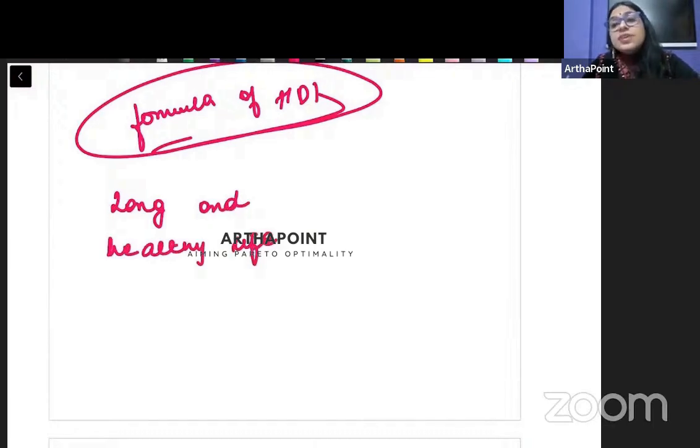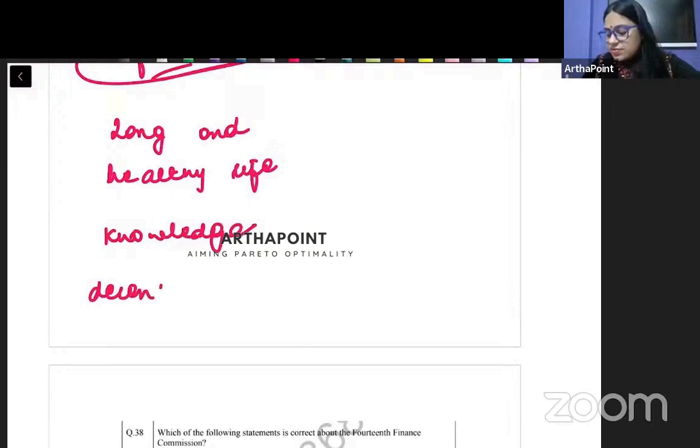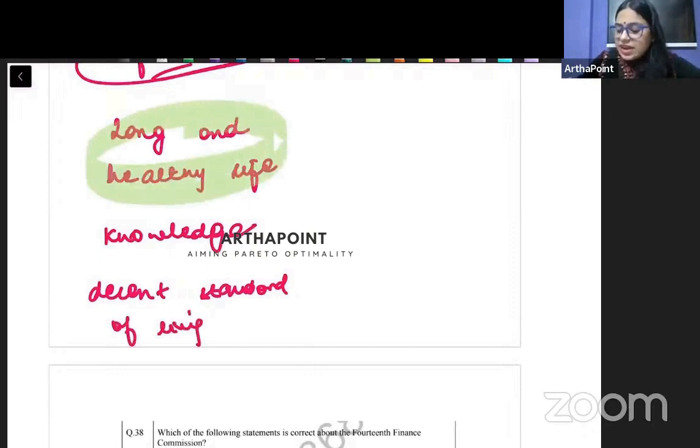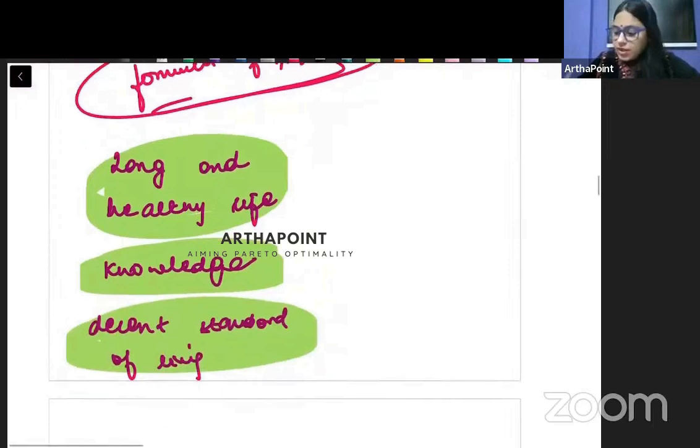Long and healthy life को हम कैसे measure करें? Secondly, we are interested in understanding how to measure knowledge, right? And third, how to measure decent standard of living. ये तीन चीजें measure करनी होती हैं हमें. So we want to measure long and healthy life, we want to measure knowledge of the people, and we want to measure the decent standard of living of people.